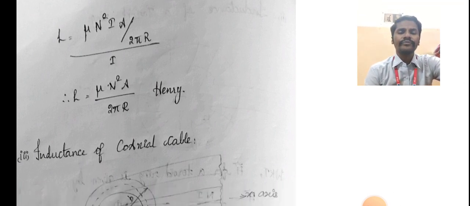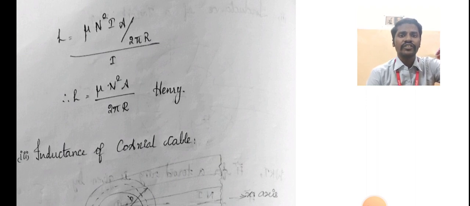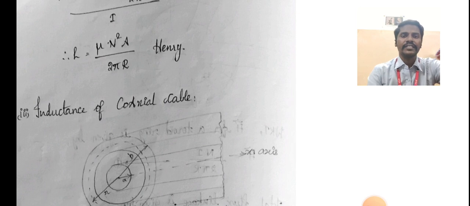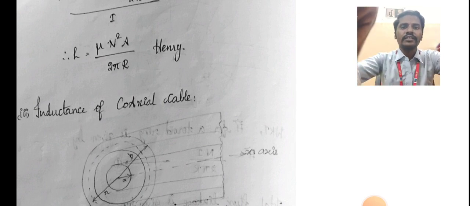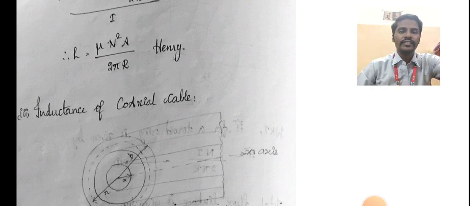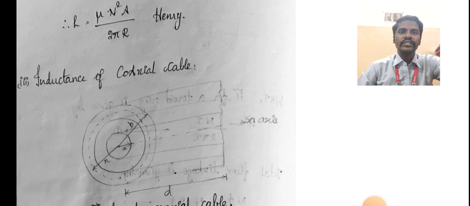From this also, it is confirmed that the inductance depends upon the number of turns and the area of cross section. It doesn't depend upon the current. That is the special feature of this inductance. Next, we are going to calculate the inductance of a coaxial cable.